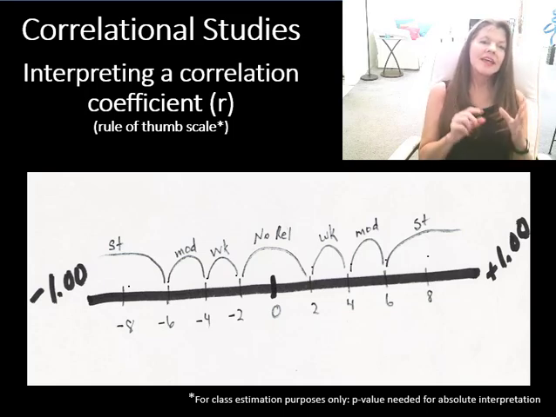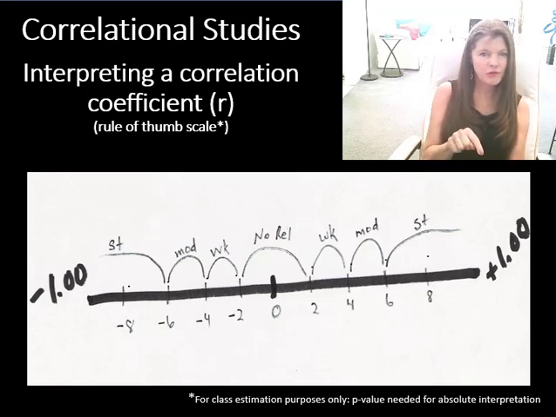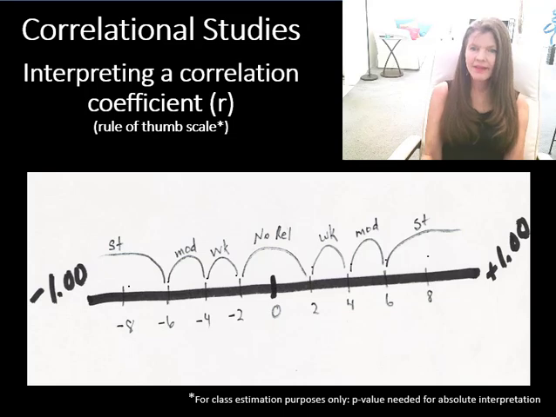So, it's important to note that correlational studies do not inform regarding causation. Let me repeat that. Correlational studies do not tell us anything about what causes what.